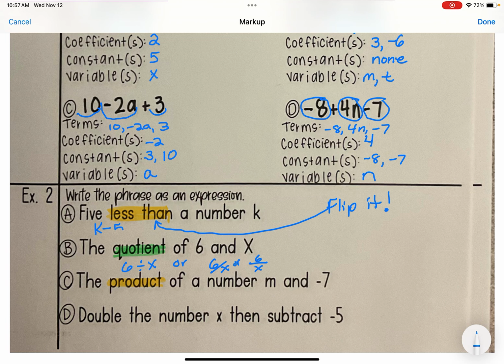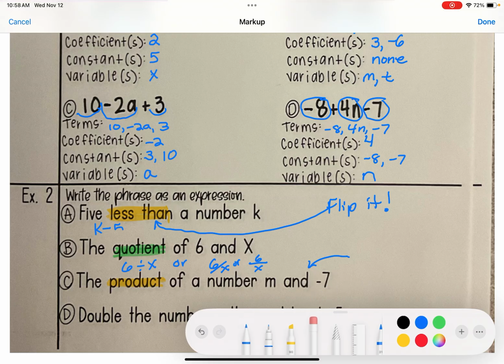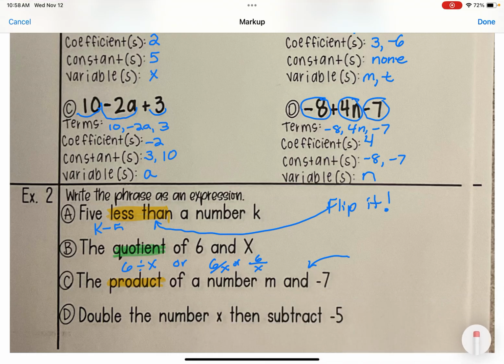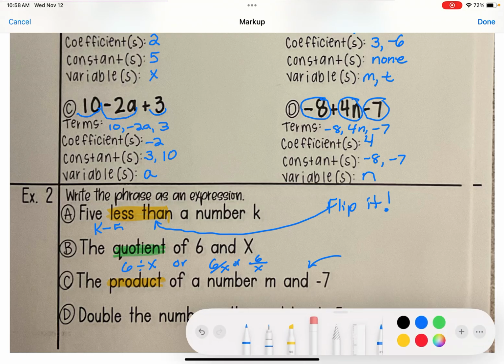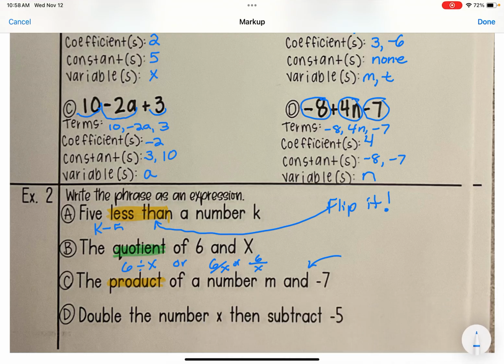So for right here, when we are putting a coefficient together with a variable, the number, the coefficient, always goes first. All right, so the number goes first. The number always goes in front of the variable.